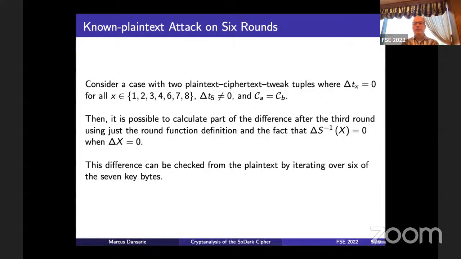And then if we discover a pair of these tuples where the ciphertexts are identical, we can, using only the round function definition, actually calculate part of the difference after the 3rd round of the cipher. And knowing this difference after the 3rd round, we can then check for it given the plain texts by iterating over only 6 of the 7 key bytes.